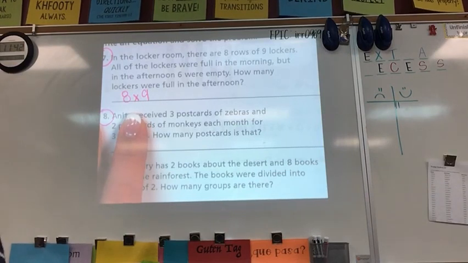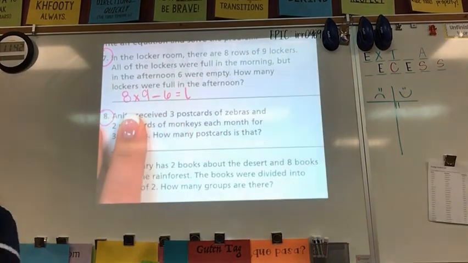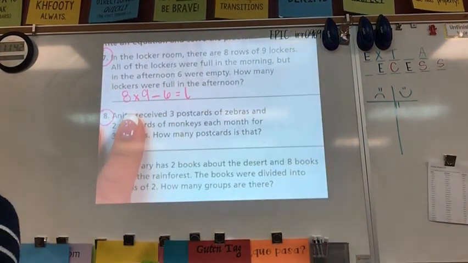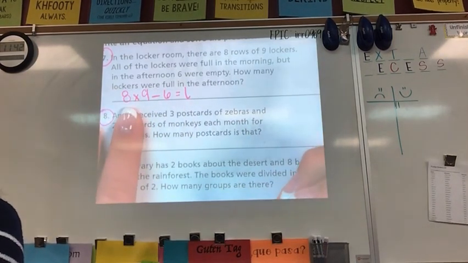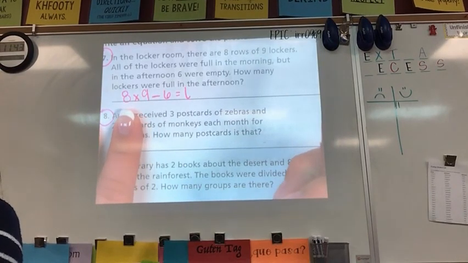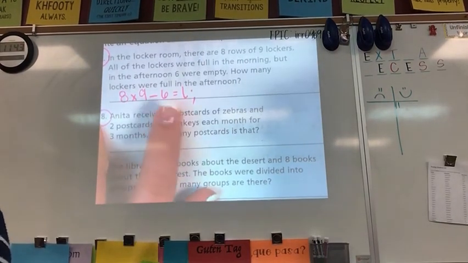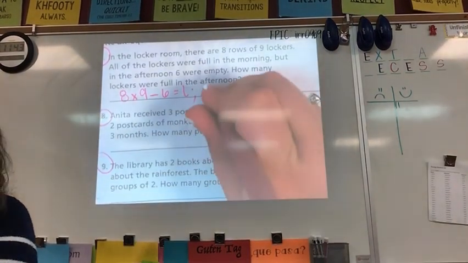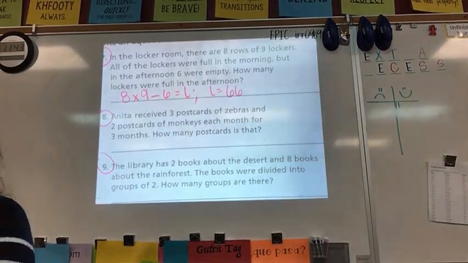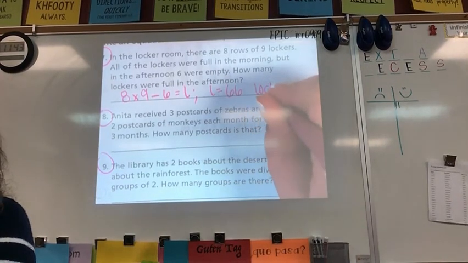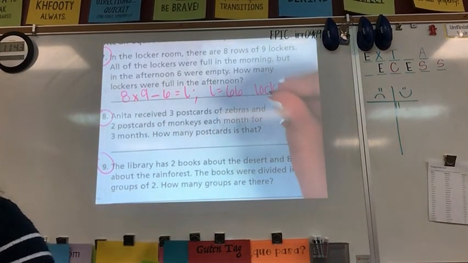Minus 6. Good. So I would subtract the 6 that were empty to figure out how many lockers, and it's an L with a tail, so it doesn't look like a 1. Do I need parentheses in this problem, or is multiplication still going to happen first? Multiplication is still going to happen first. Yeah, it's good to go. So if I've got this minus 6, 8 equals 66. 66 lockers. Show me if you got the right answer, if you were working on it, and you've got some questions for me.